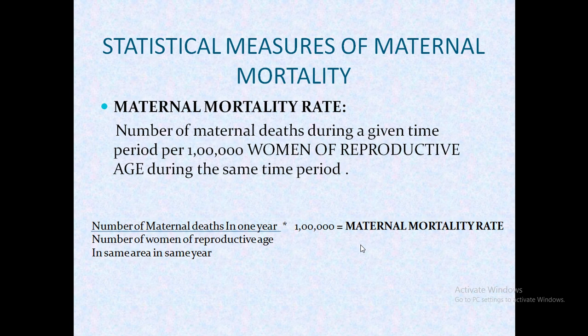What do you mean by maternal mortality rate? The number of maternal deaths during a given time period per lakh women of reproductive age group. Here the numerator is a part of the denominator. All the women who are in the reproductive age group have a chance to become pregnant, and is there any death among these pregnant women? That we used to call the maternal mortality rate.